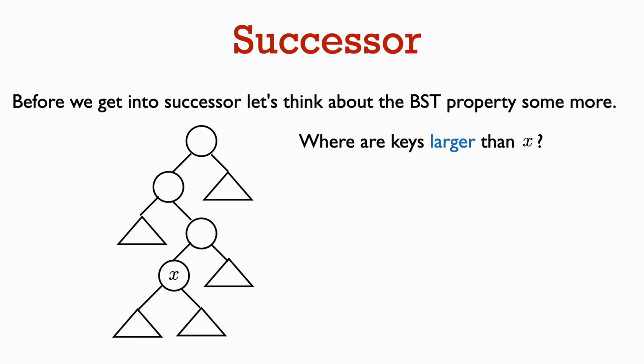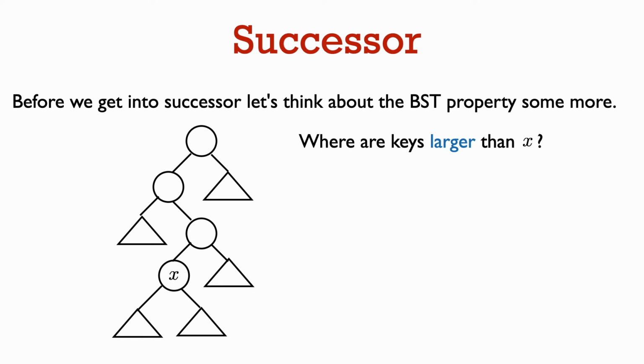Now let's talk about the successor method. We have some input key x, and we want to output the minimum key in the tree that is larger than x. Again, let's assume that x is already in the tree. Successor is a bit more complicated than contains or insert, so let's build up to it slowly.